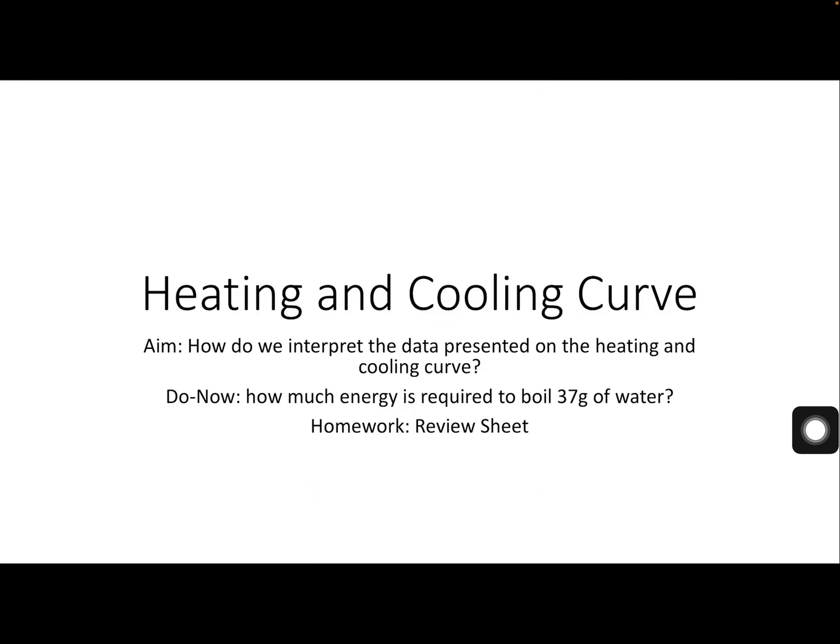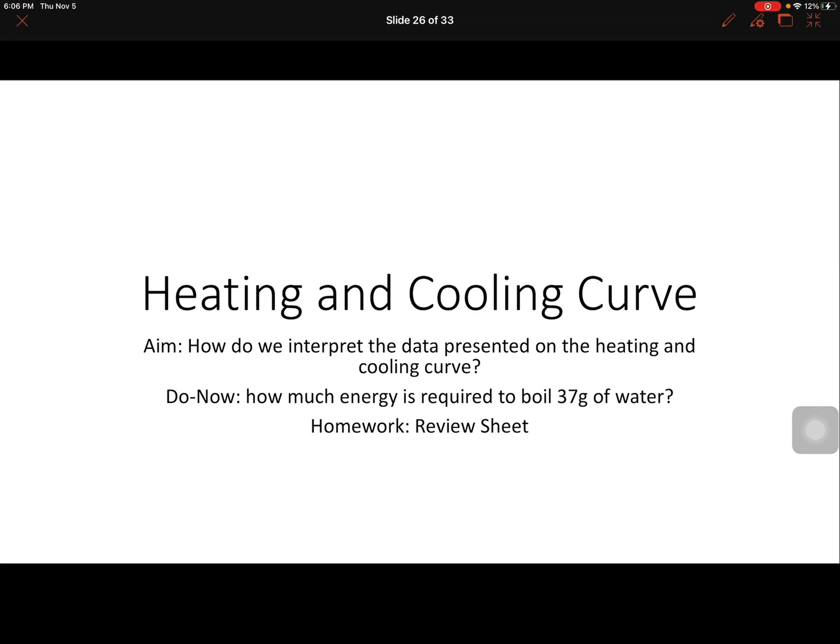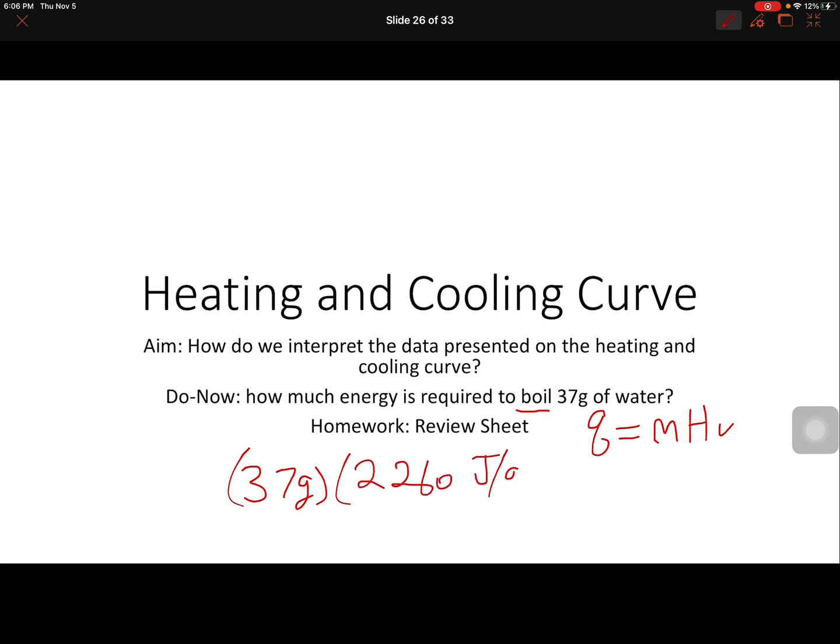So let's go through the Do Now now that we know. How much energy is required to boil 37 grams of water? Your keyword here is boil, which means we're going to do our heat of vaporization. Again, the formula is Q is equal to mHv. We know our mass is 37 grams, and we know that our Hv value is 2,260 joules per gram. When working with this formula, we can eliminate our grams, so we're left with joules as our final answer.